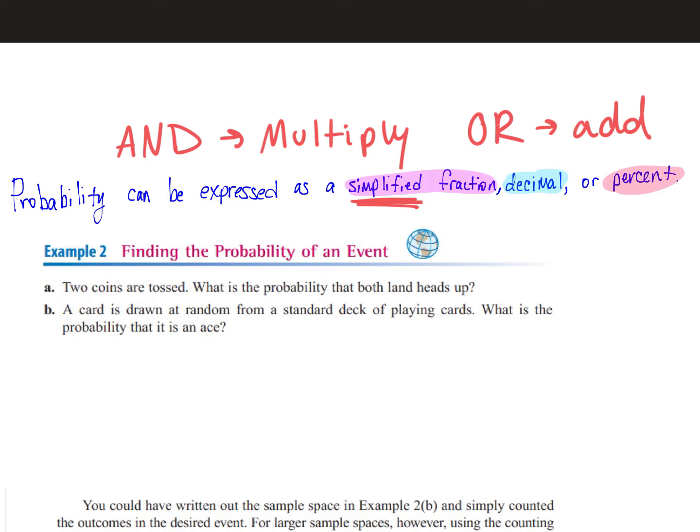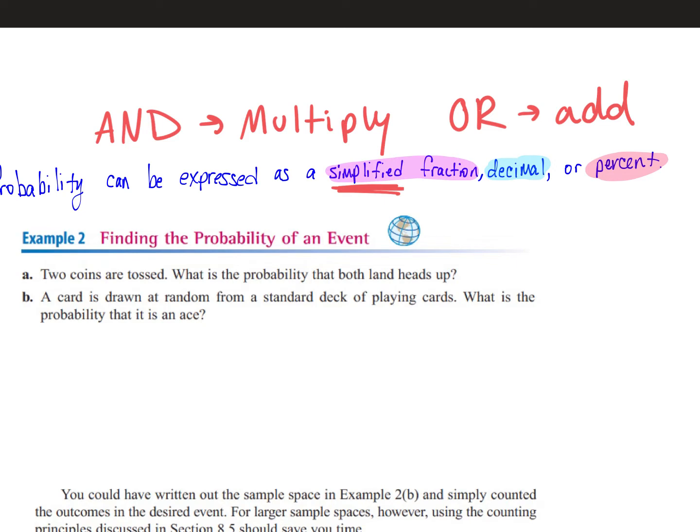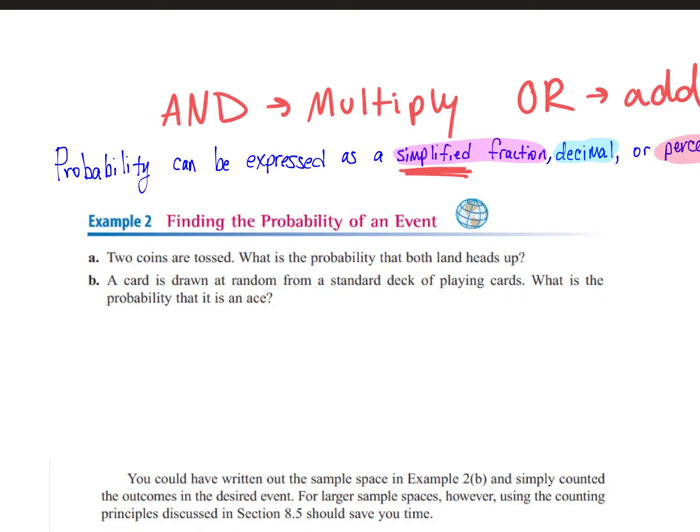So for example 2a, 2 coins are tossed. What's the probability that both land heads up? I would flip one coin, I want it to be heads, and then flip another coin, and I want that to be heads as well. So what's the total amount of outcomes when I flip a coin? 2. It could be heads or tails. So the total would be 2 for each coin. And then I want it to be heads, so out of the 2, how many is that? 1.